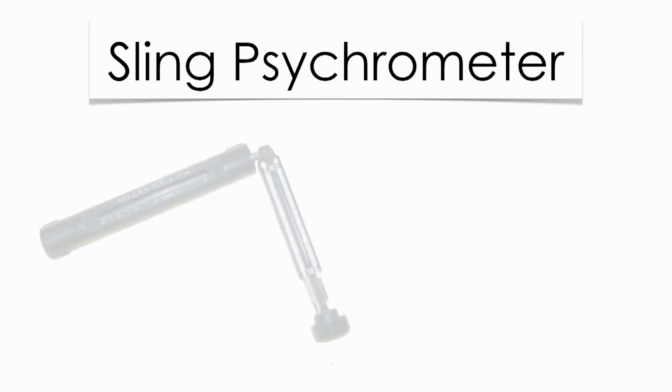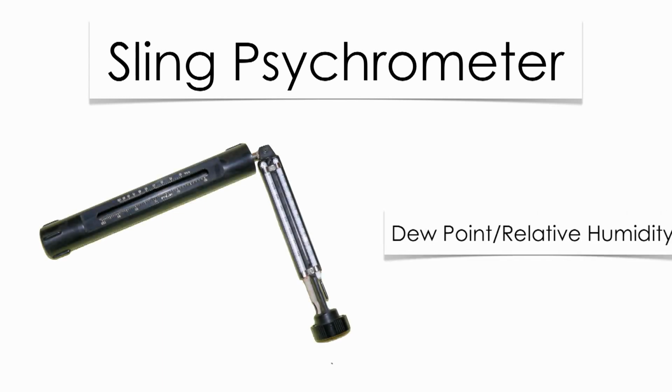Meteorologists use sling psychrometers. Now, these sling psychrometers are going to help measure not only dew point, but also relative humidity. Again, you have a couple charts in your reference table you need to know how to use. Sling psychrometers have two thermometers on them. One measures what's called the dry bulb, the outside temperature. The other thermometer has a little sock on it that you wet.